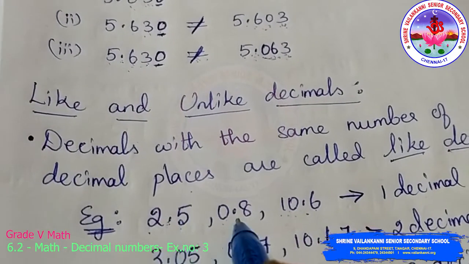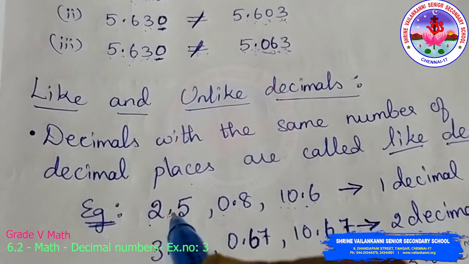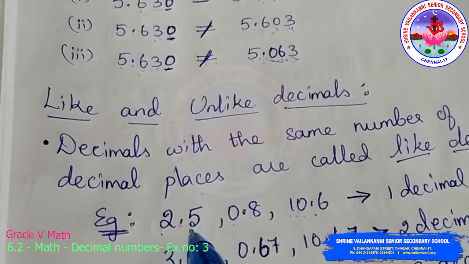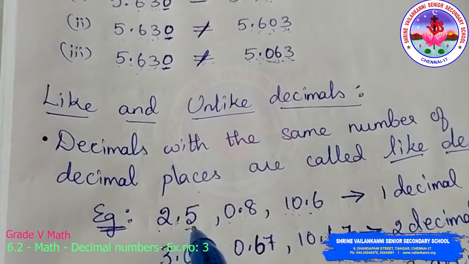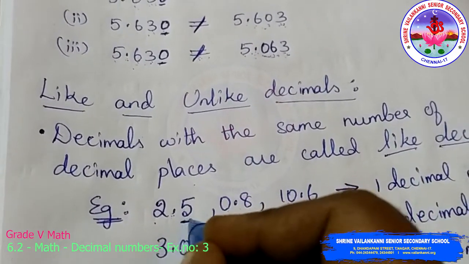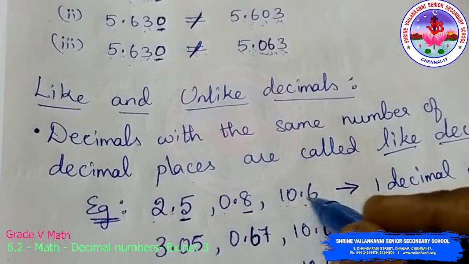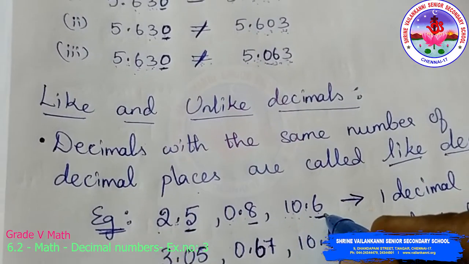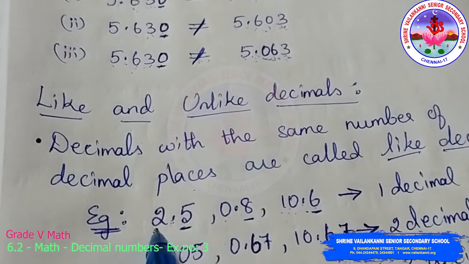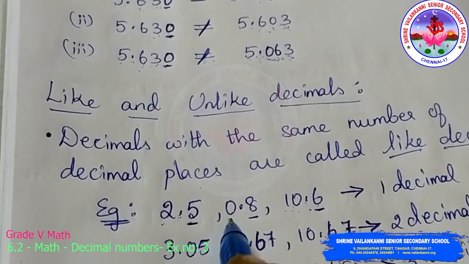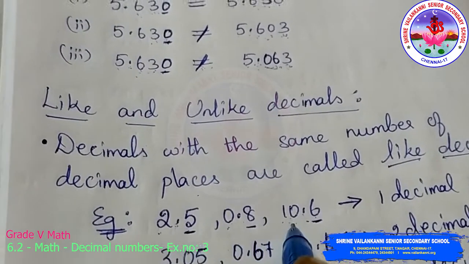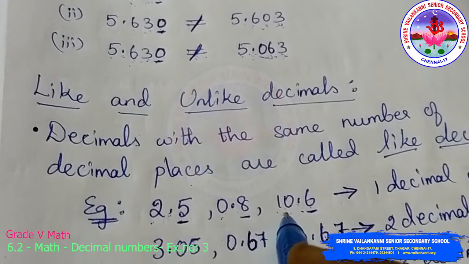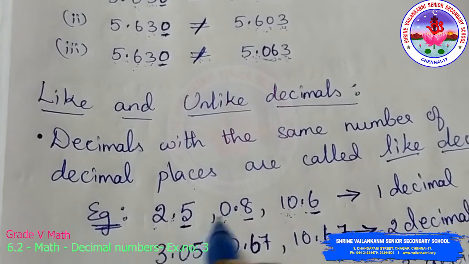So after the decimal you have to compare. See, how many places are there after the decimal? 1, 1, 1, 1. Even though here the whole number is 2, here the whole number is not given, and here the whole number is 10, which is a 2-digit number, I am not comparing the whole numbers.